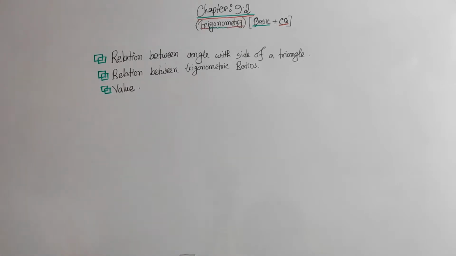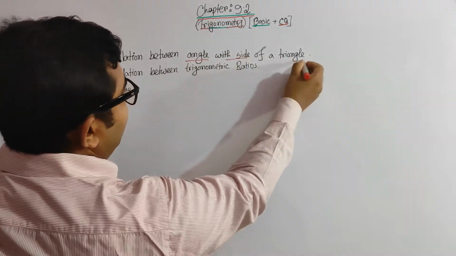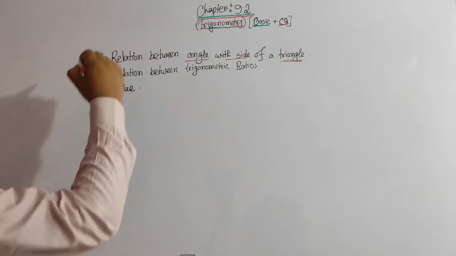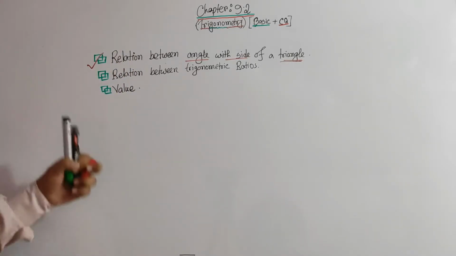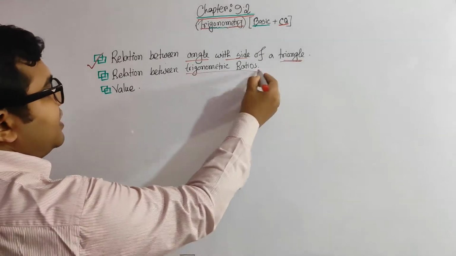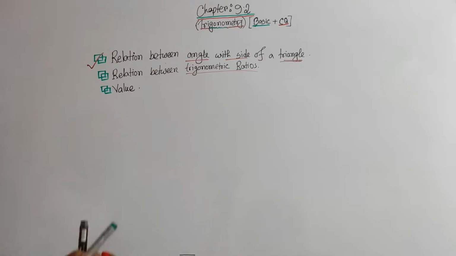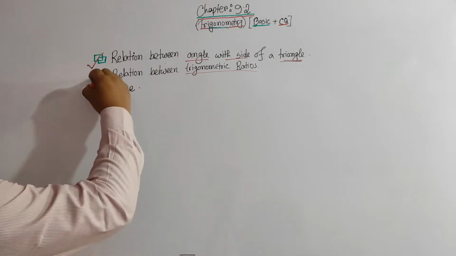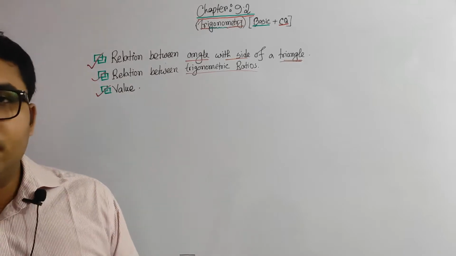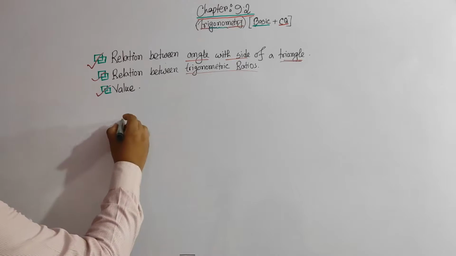One is the relation between the angle and the sides of a triangle. In this part you are facing some problems, that's why I am taking this. Secondly, we are thinking about the relation between the trigonometric ratios, I mean the inverse ratio relation. And thirdly, we are talking about the value of the trigonometric ratio. Okay, so let's start our first part.